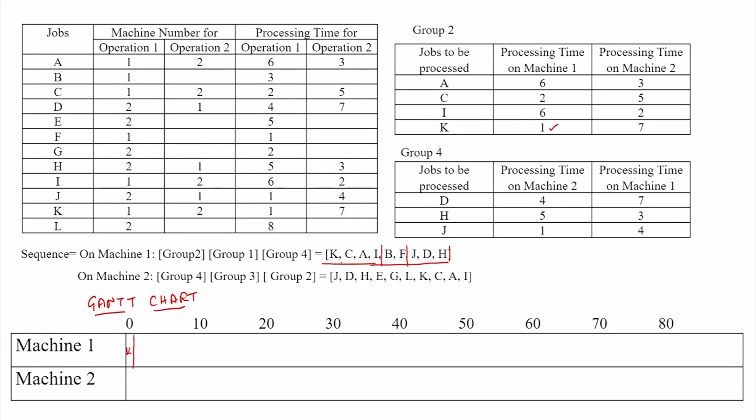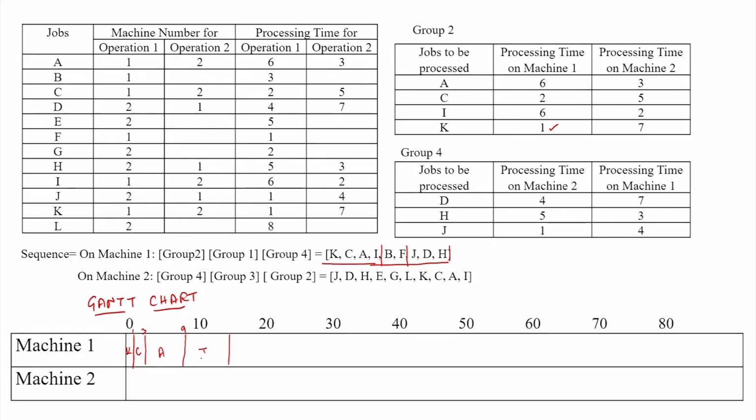After this we are having C. C requires 2 units. So, write C here and 2 units, 1, 3, and then after that we are having A. A requires 6 units. So, 3 plus 6, 9, that is job A, and then we are having I. I requires 6, 9 plus 6, 15.